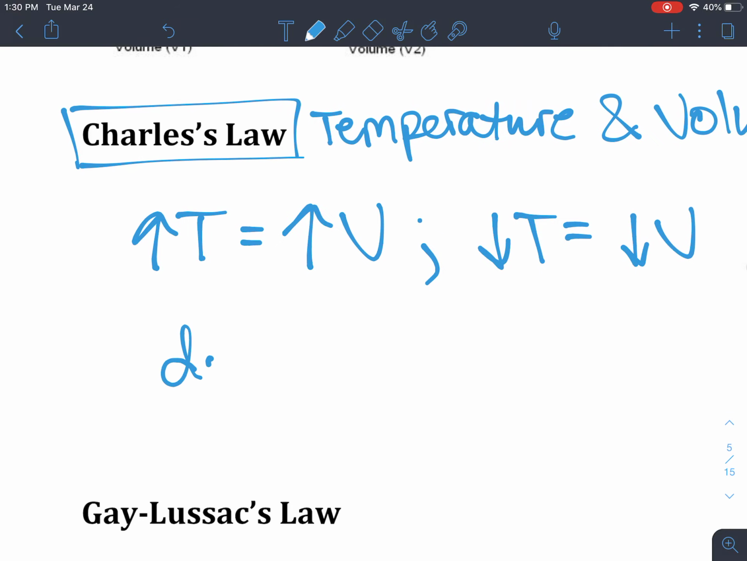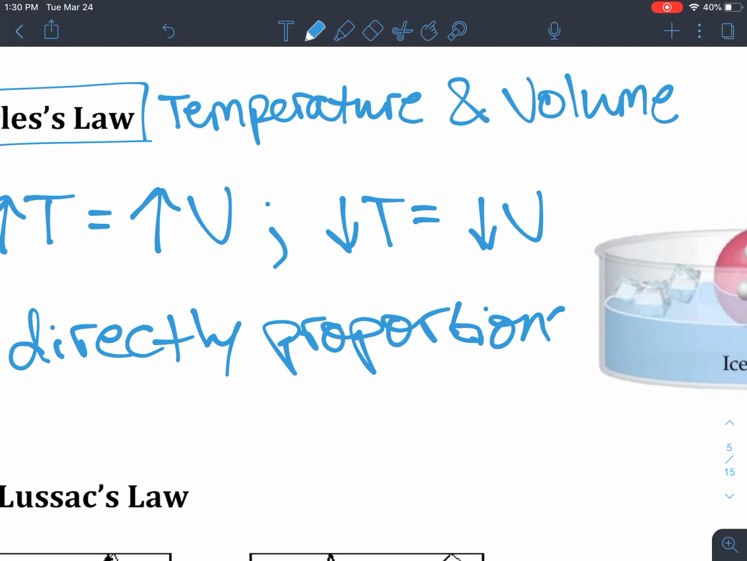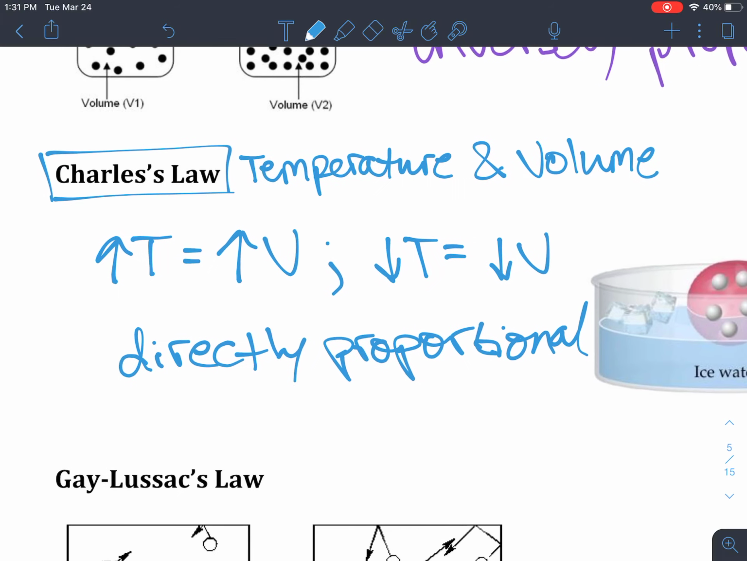This one is a direct relationship or directly proportional. And that's Charles' law.